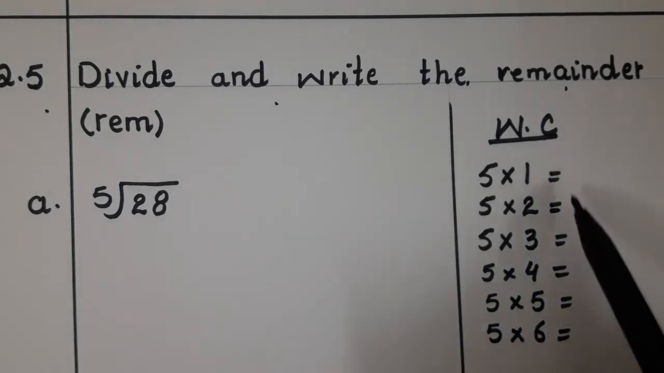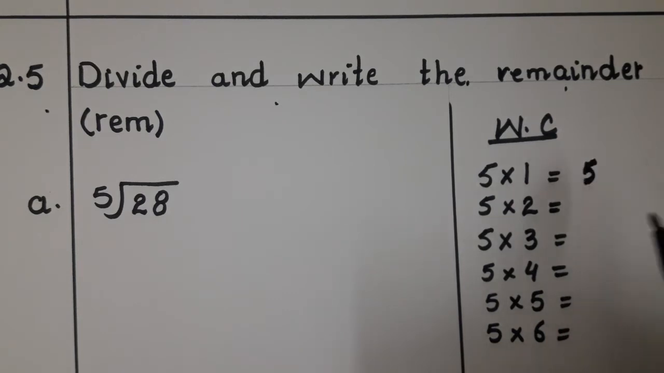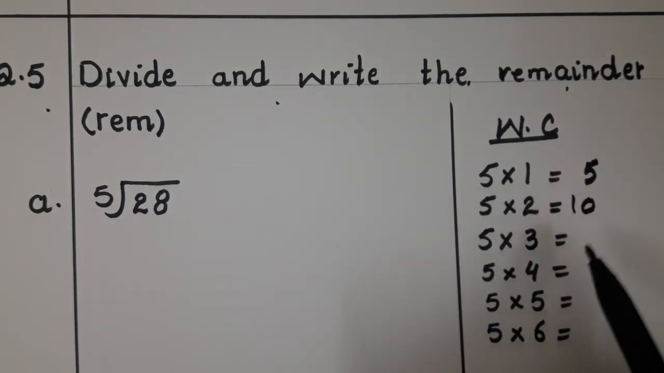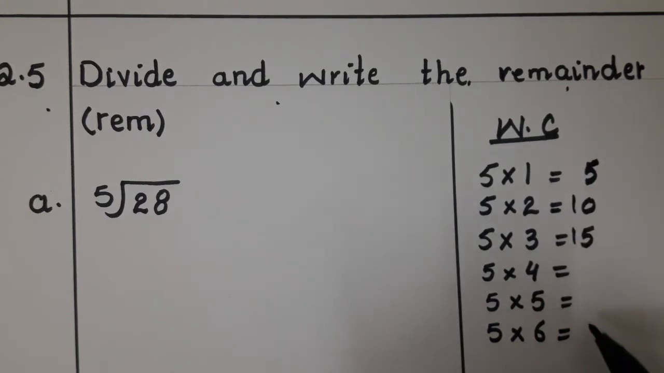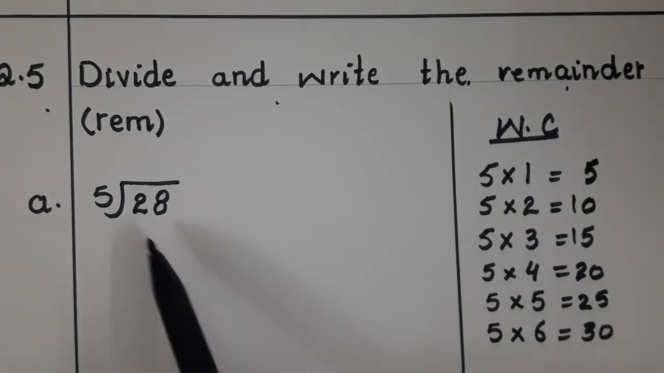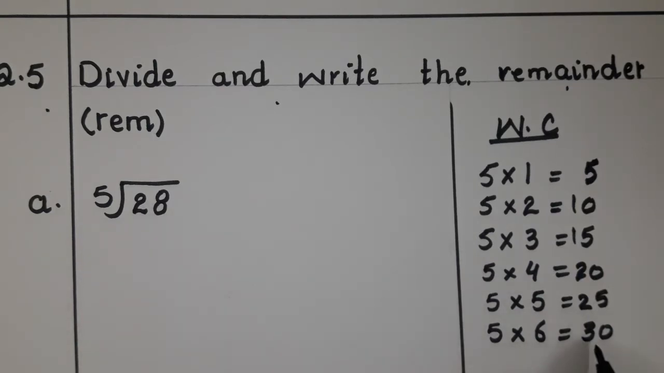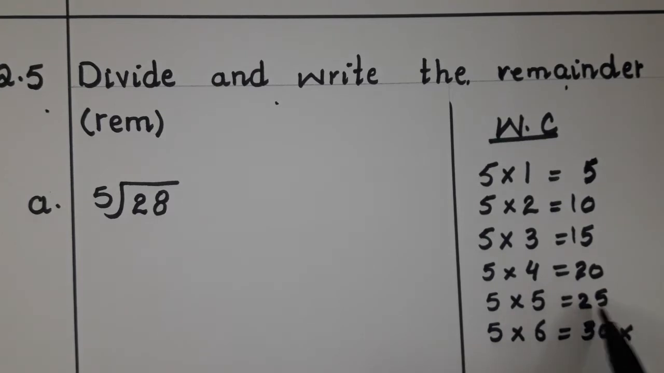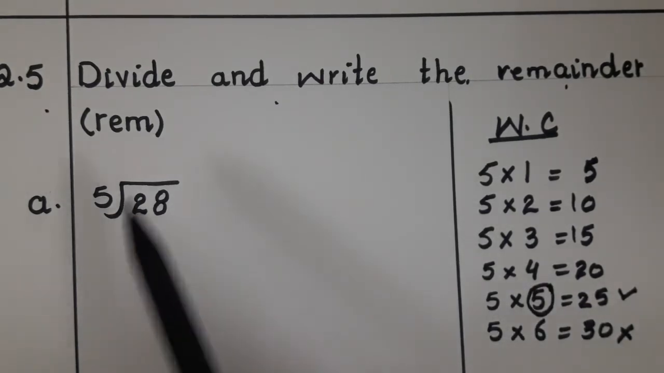So 5 times 1 is 5. 5 times 2 is 10. 5 times 3 is 15. 5 times 4 is 20. 5 times 5 is 25. And 5 times 6 is 30. So students, you can see from these numbers which we will pick, 30 and 28. 28 is smaller and 30 is the bigger number, so we will not choose this number. 25 is the smaller number, so we will write 25. 5 fives are 25, so this number will come here.